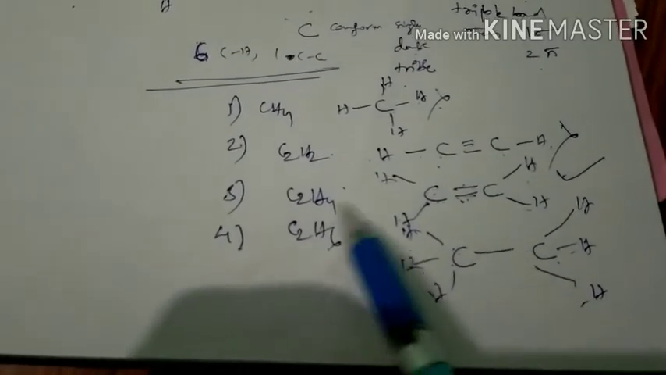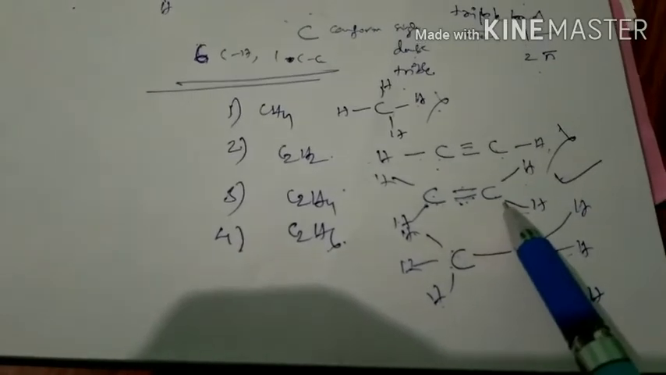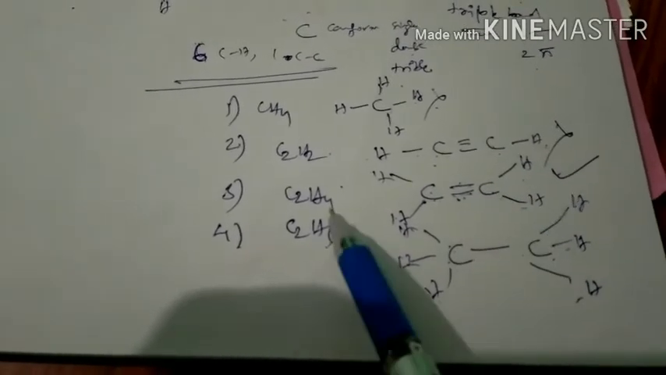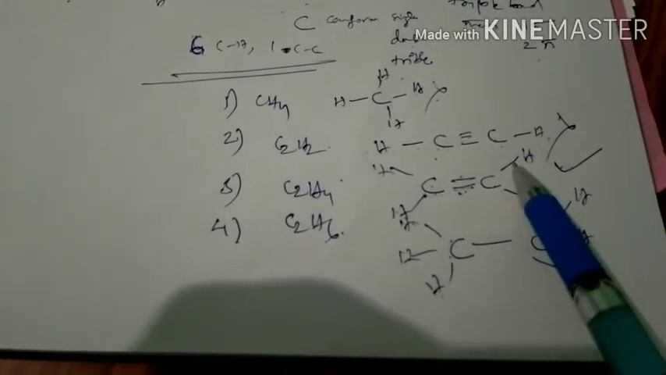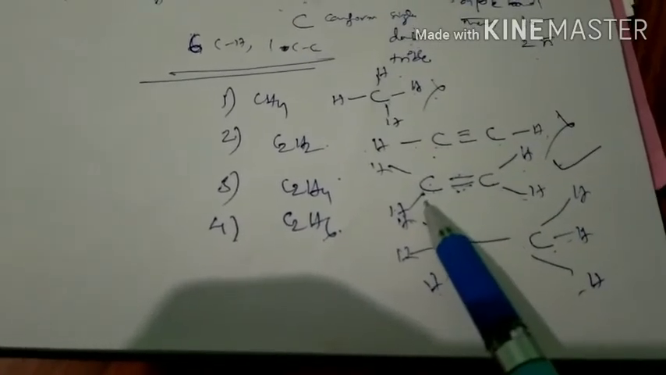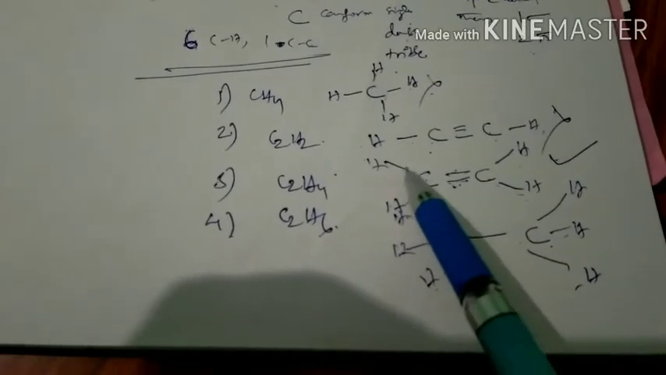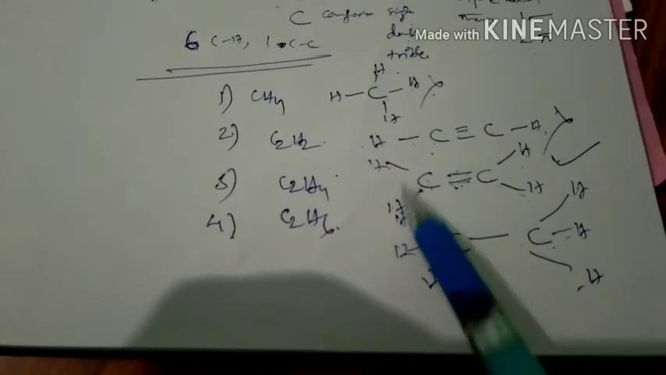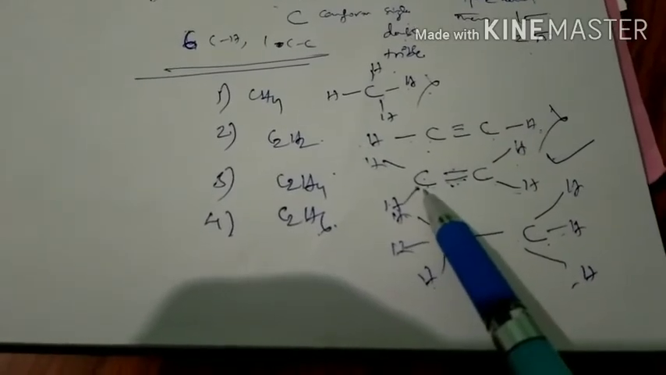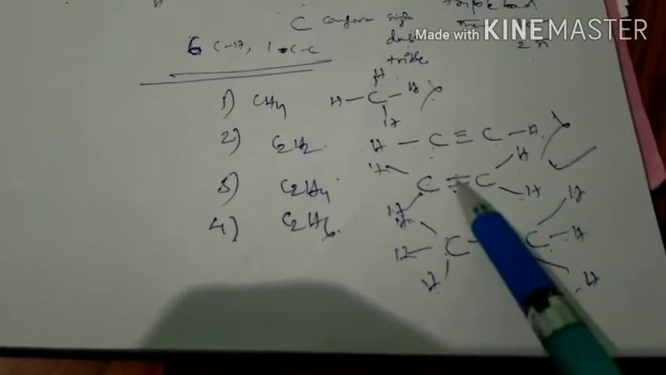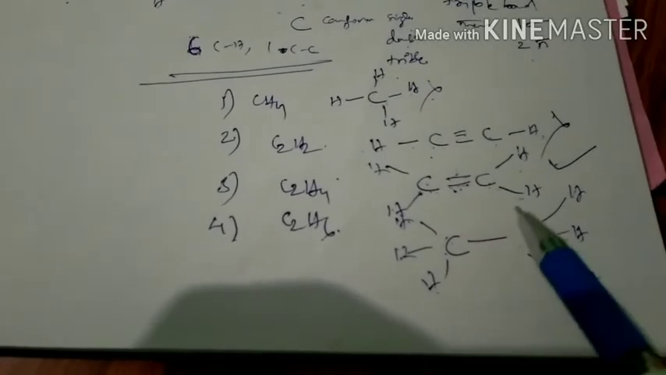Next one, C2H4. Right. First, 2 carbons. Next, 4 hydrogens are there. For each carbon, 2. This side 2, this side 2. Every time carbon forms how many bonds? 4. With these 2 hydrogens, 2 bonds. With these 2 hydrogens, 2 bonds. Still it requires 2 bonds. So those 2 bonds form with another carbon atom. That's all. That means this is a double bond.